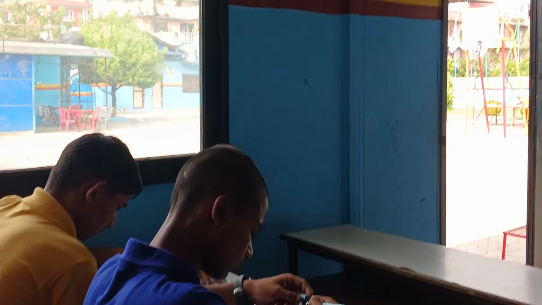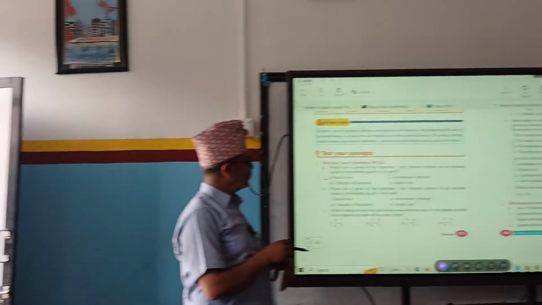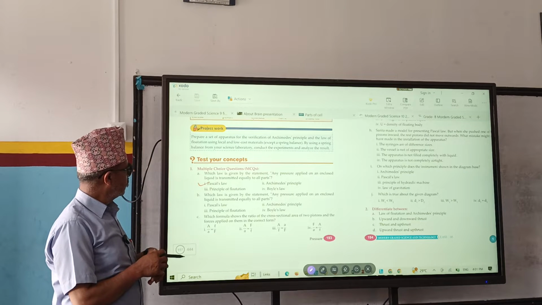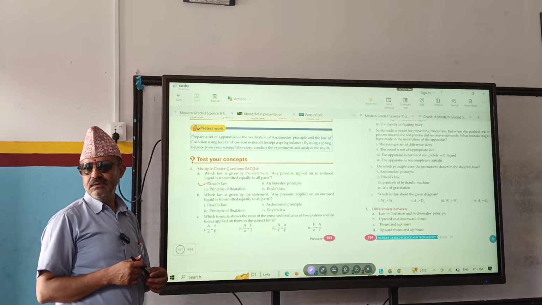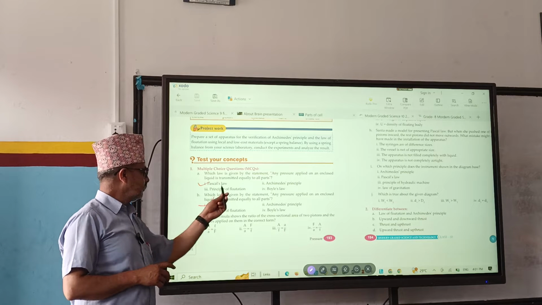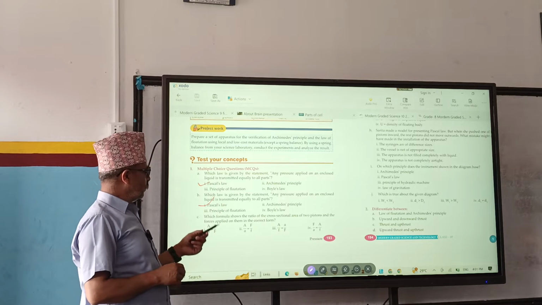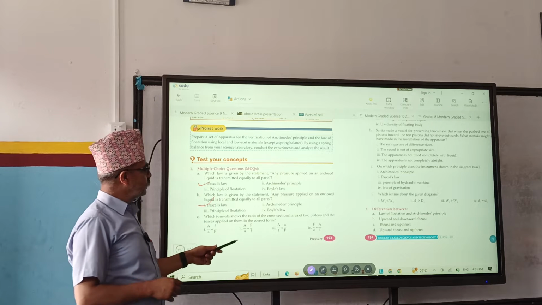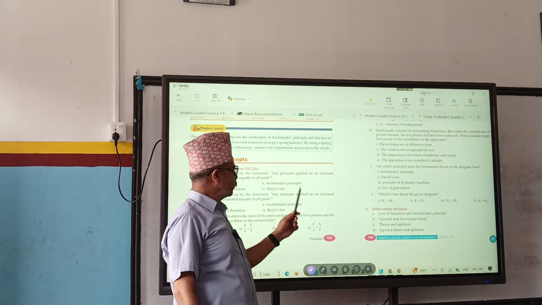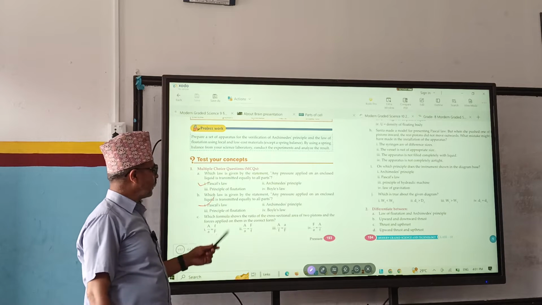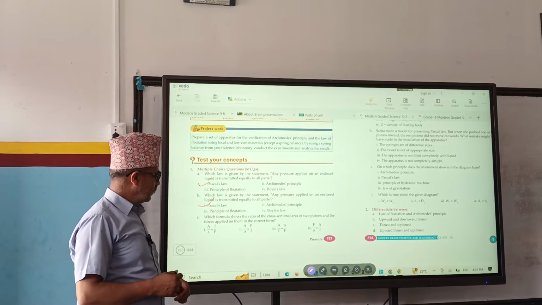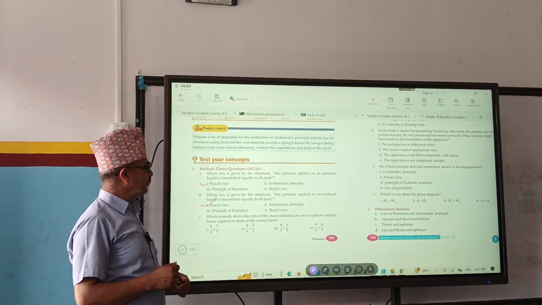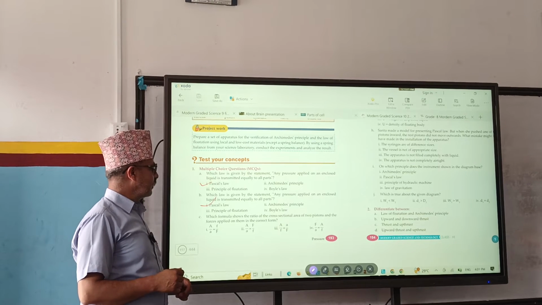Question number B, what does it say? Which law is given by the statement, any pressure applied on an enclosed liquid is transmitted equally to all parts? In the book also the same question? This is the same. Right? Question number C, what does the question say? Which formula shows the ratio of the cross-sectional area of two pistons and the forces applied on them in the correct form? Which one is correct?